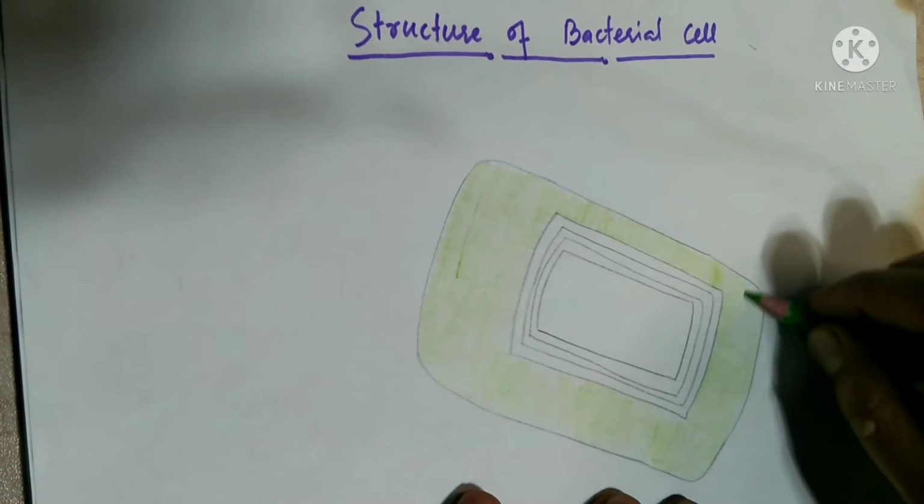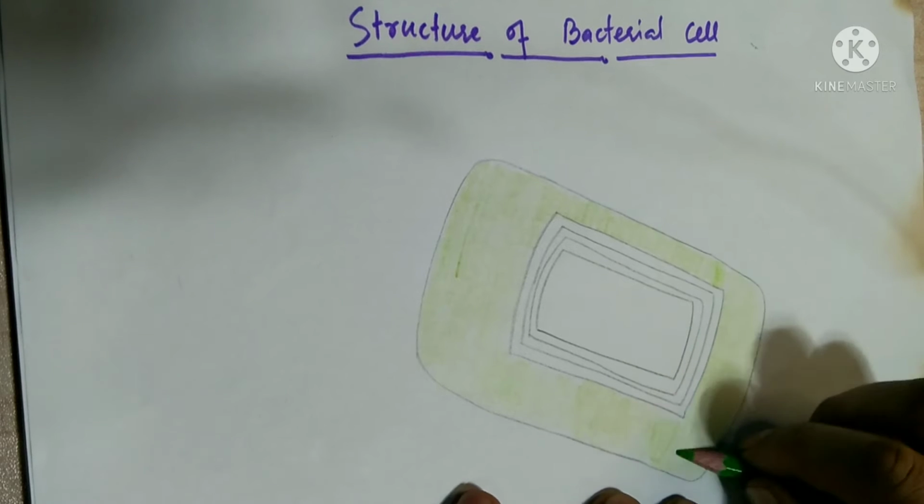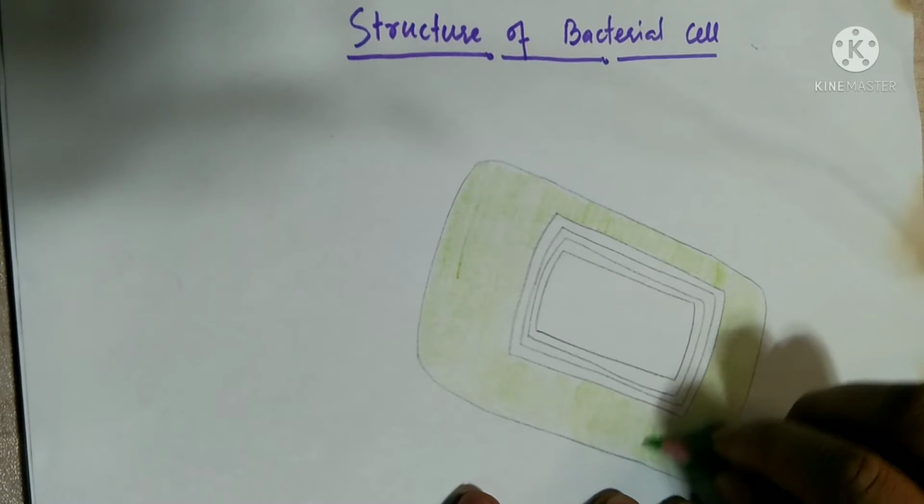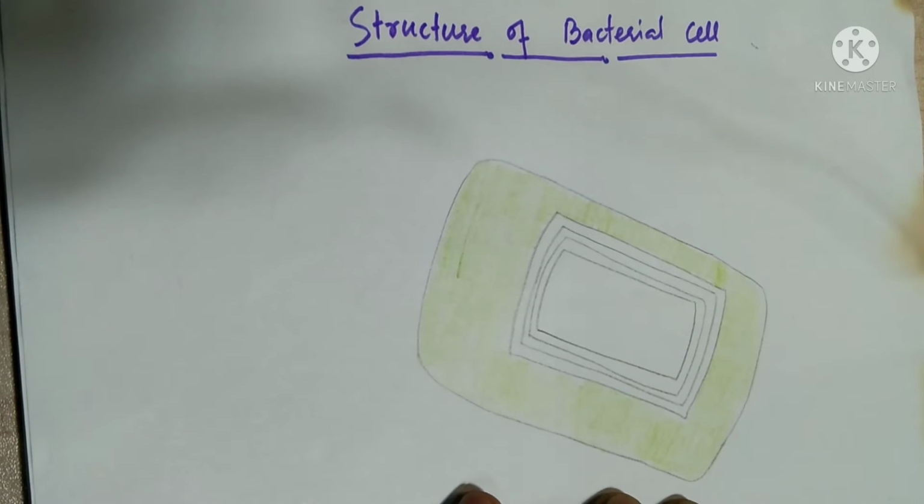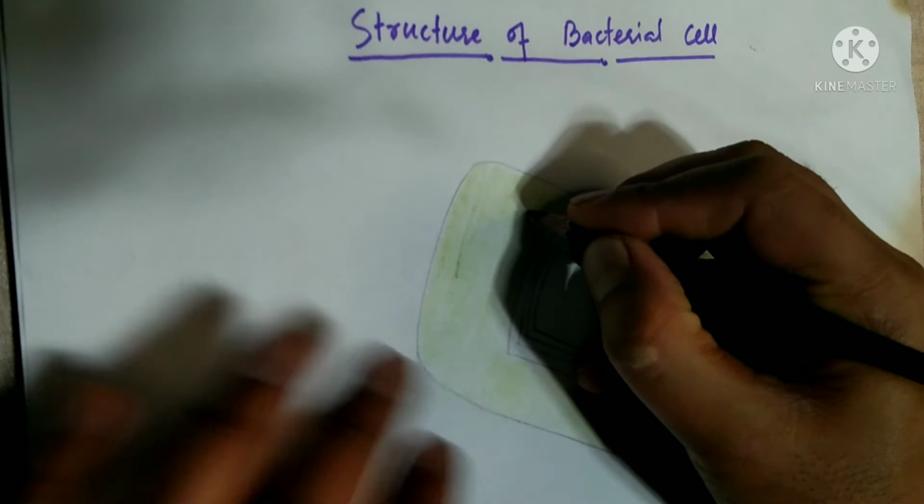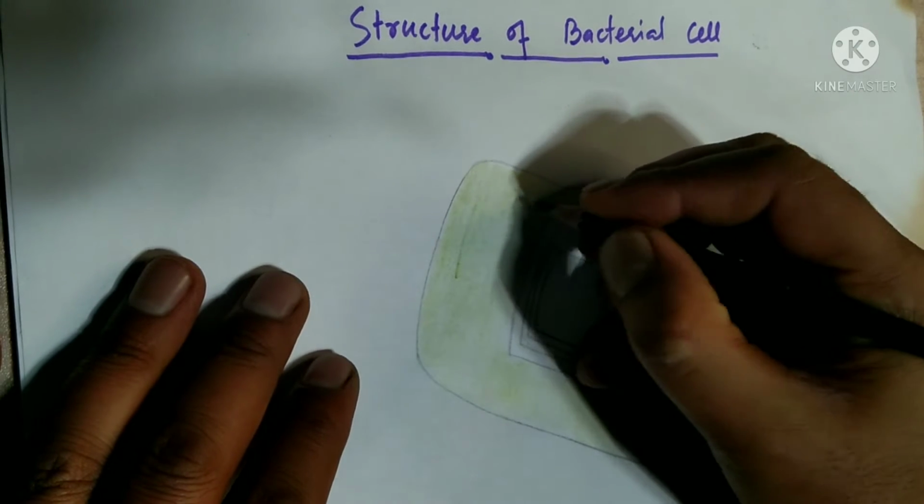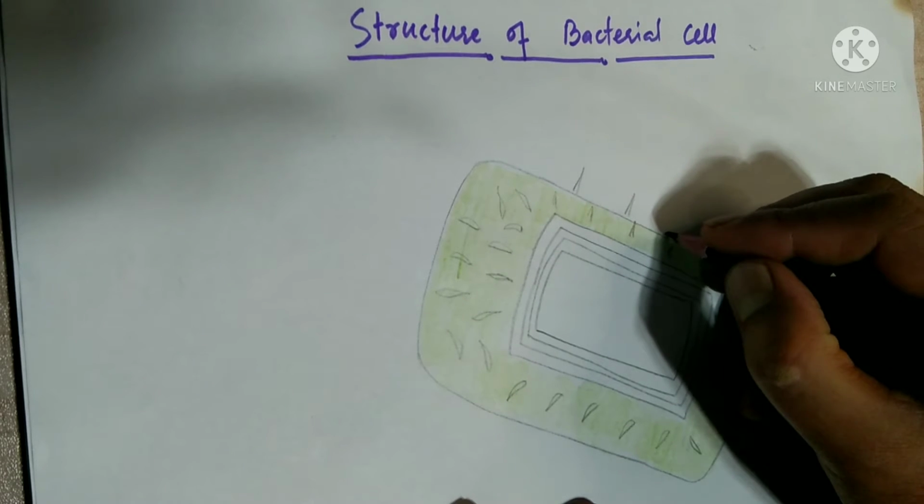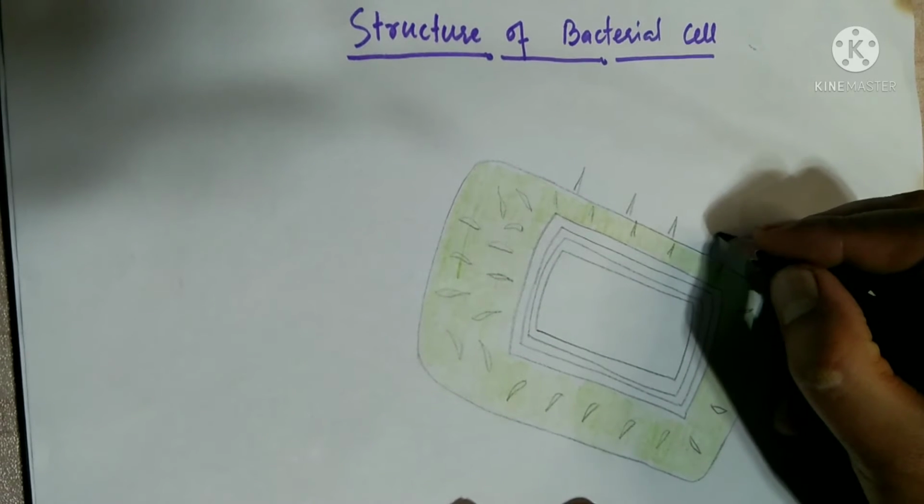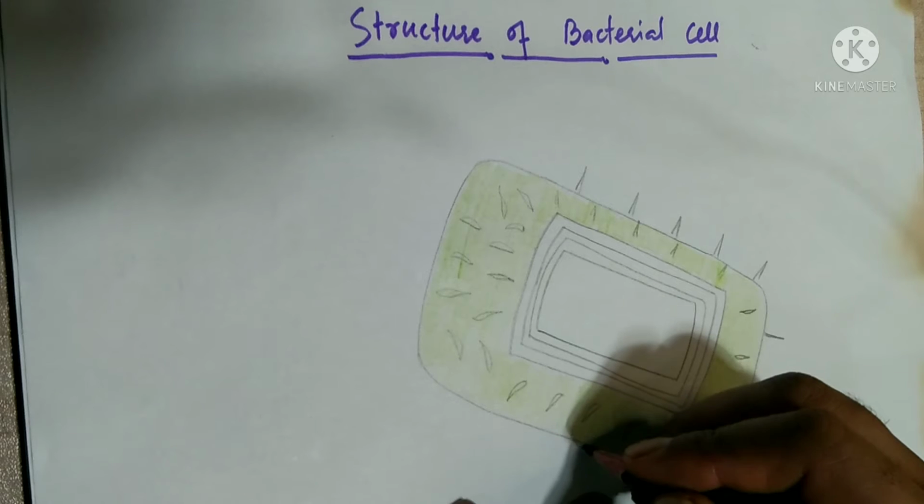Bacterial cell on the outer side has some structures like the pilus and fimbriae. I'll try to mention here the pilus or fimbriae like this. This is the external surface where actually the fimbriae and pilus are located.